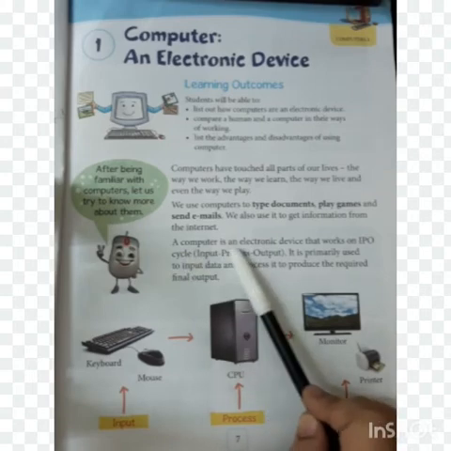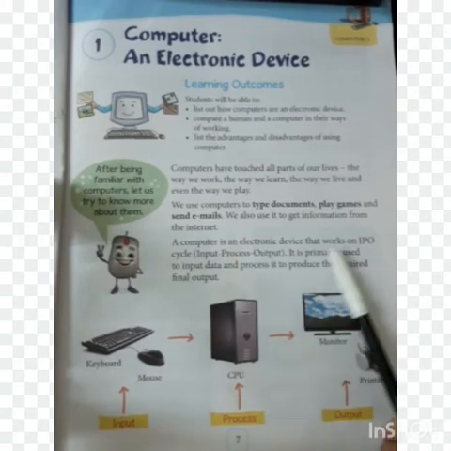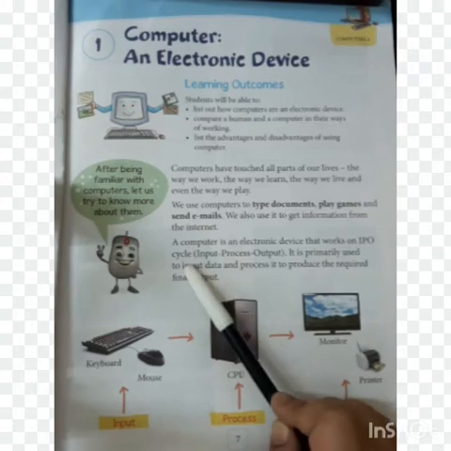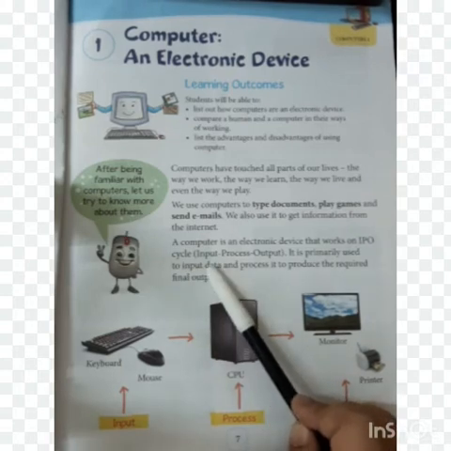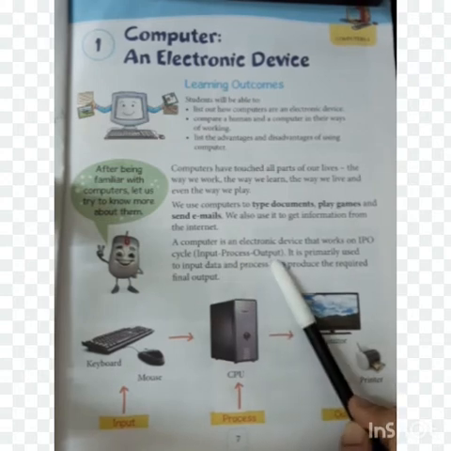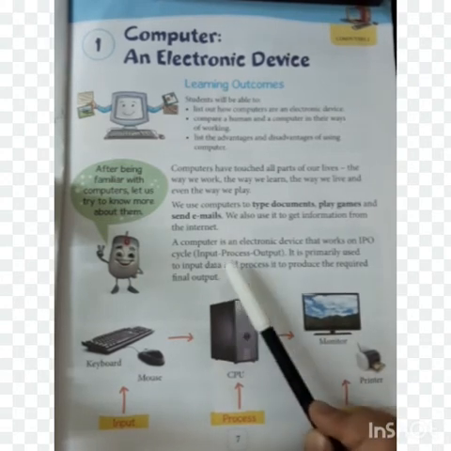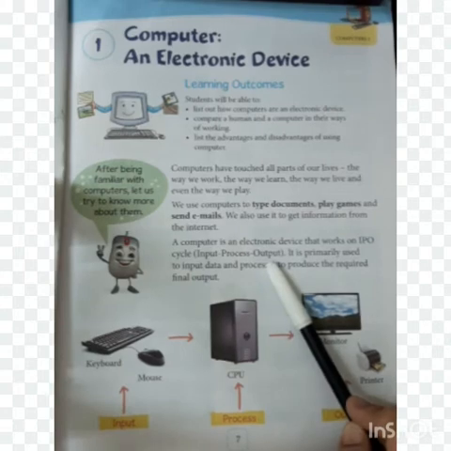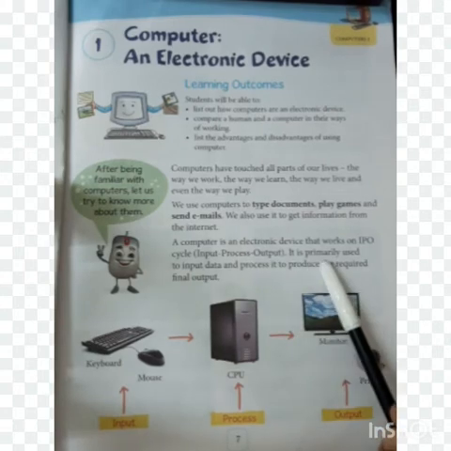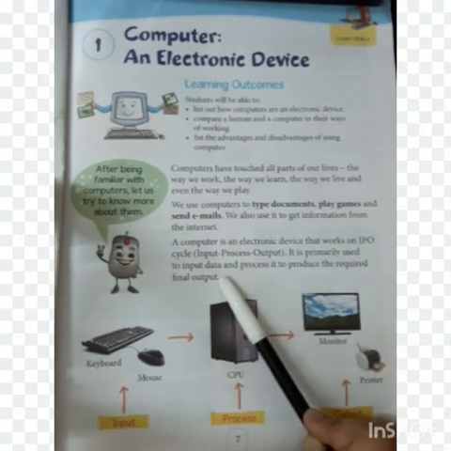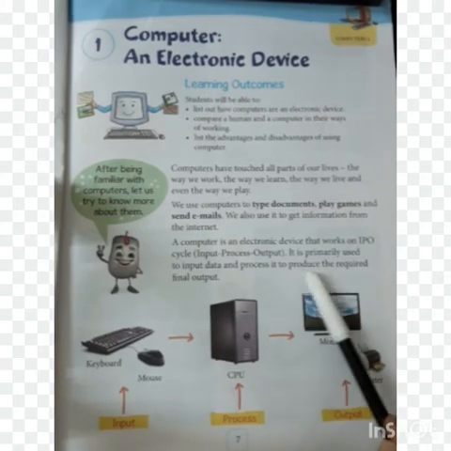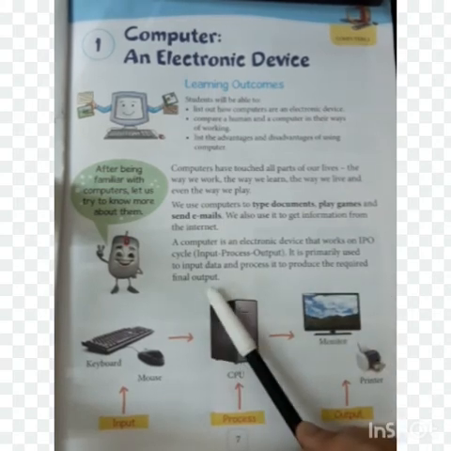A computer is an electronic device that works on the IPO cycle. Now, what is this IPO cycle? Input, process, output. It is primarily used to input data and process it to produce the required final output.